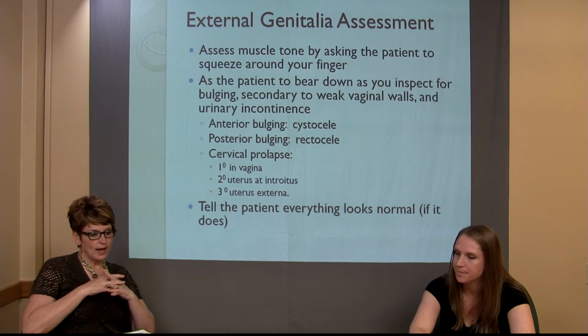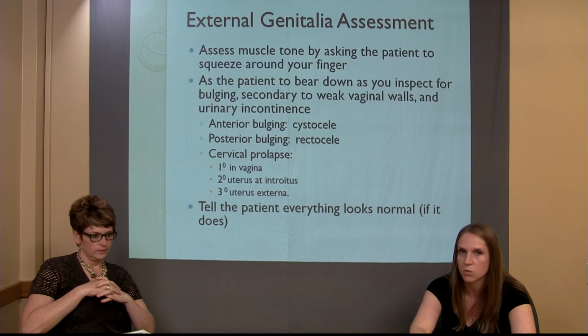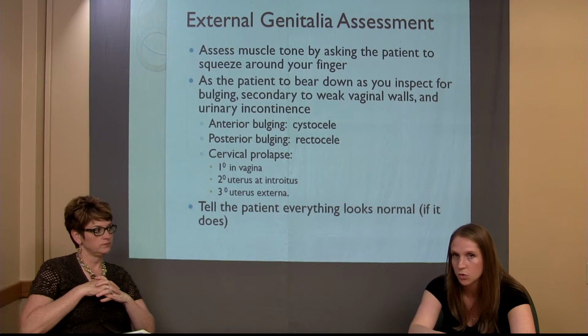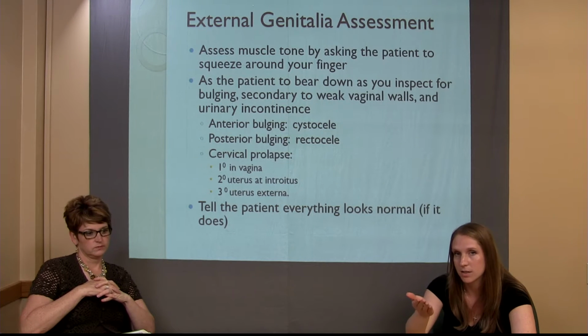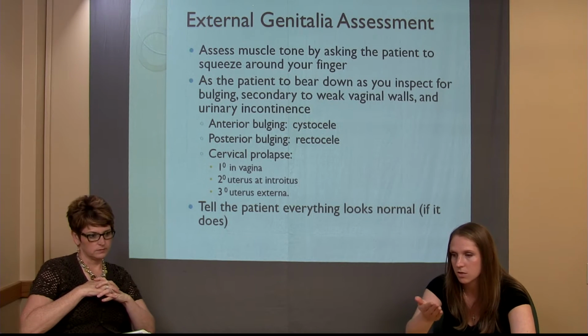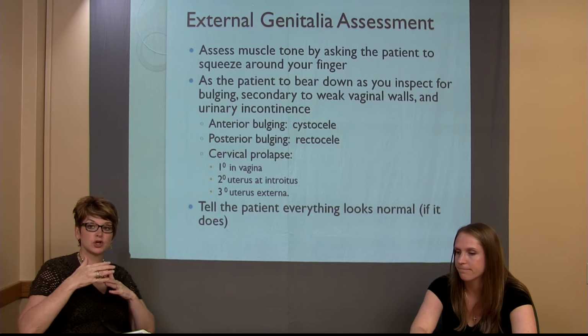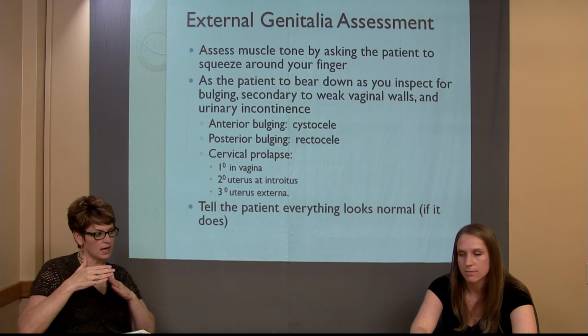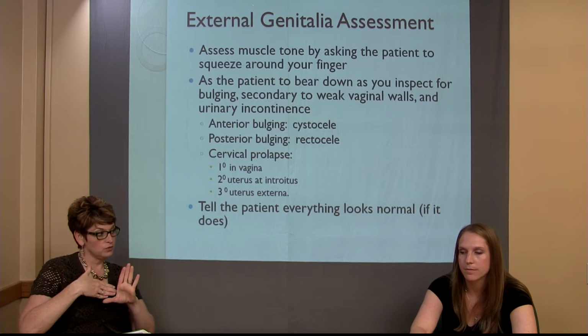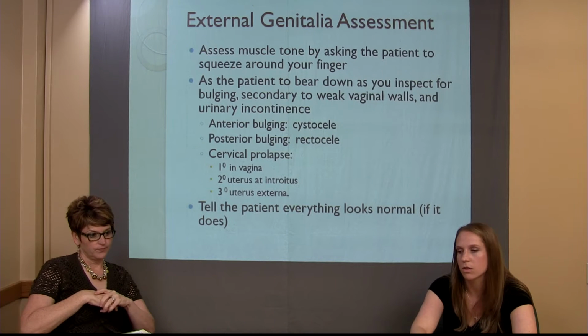You can evaluate for any cystocele, which is where the bladder is bulging into the vaginal vault. A posterior bulge is a rectocele, where the rectum is bulging into the vaginal vault. And cervical prolapse, where the cervix is either in the vagina, at the introitus, or external to the vaginal vault. First, second, or third degree.